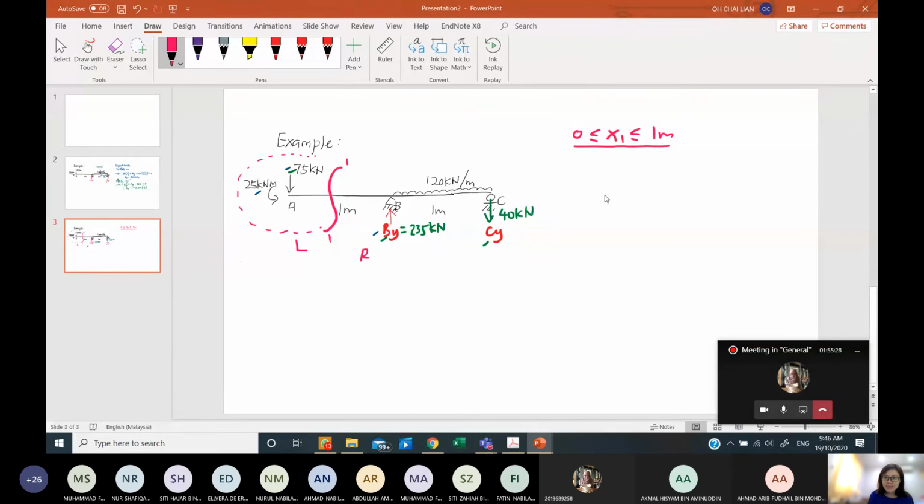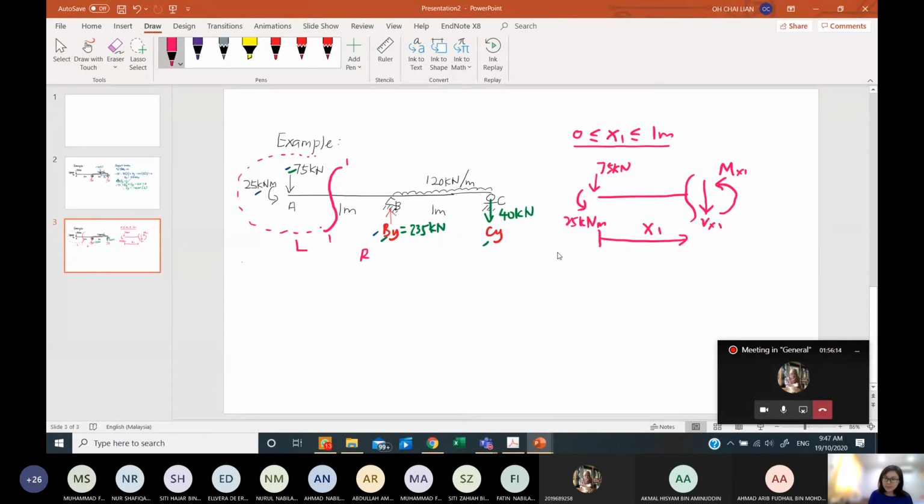Now I draw my free body diagram, where I need to put in all my loading: 75 kilonewton, 25 kilonewton meter, and also the cut section at distance X1, which varies from 0 until 1 meter. Then we need to draw the internal forces in the positive sign. The shear force is downward and this is a counterclockwise moment at X1.